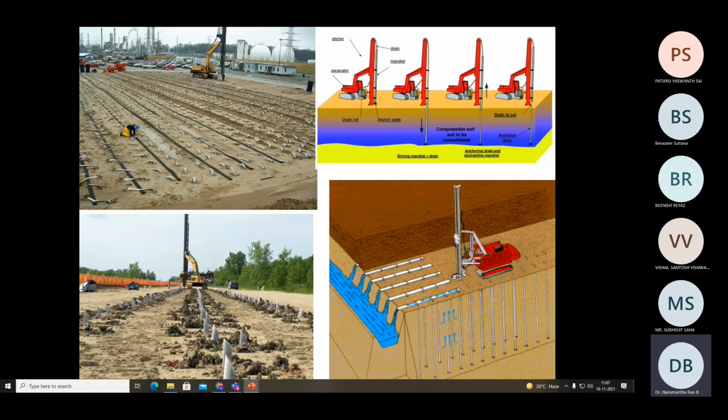These are real life pictures. Suppose you go to the field and see how the PVDs are installed, this is how the photographs look. So the upper and lower pictures, if you scrutinize these two pictures, you can notice that first of all, a small amount of the PVD protrudes above the ground. Maybe a foot or less than a foot of each PVD lies above the ground surface. This is basically meant for two purposes.